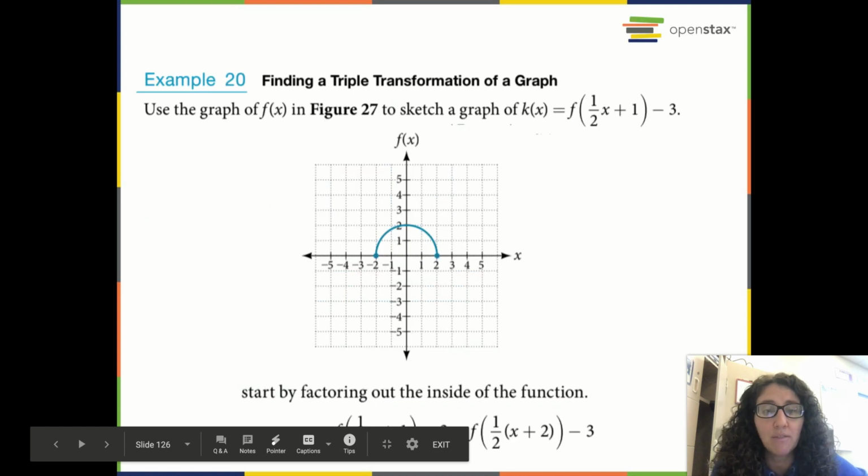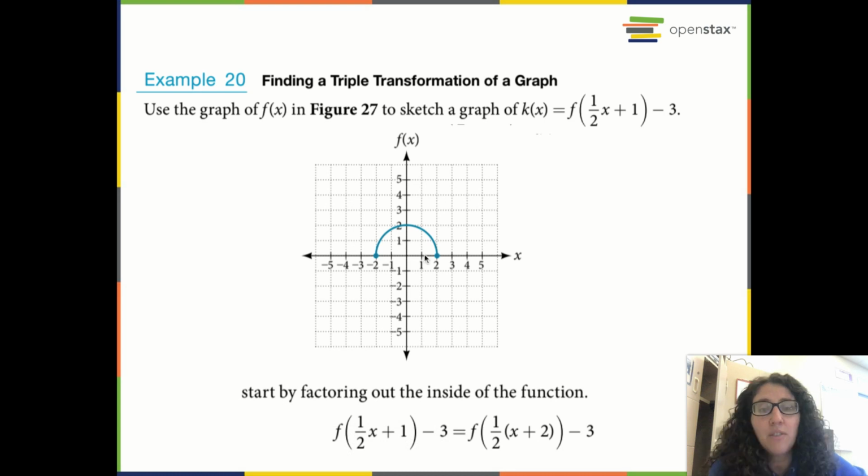What if we have a graph? Okay, we start with this graph of f of x, and we want to transform it to represent this new function k of x. All right, well, let's think. We have f of 1/2 x plus 1 minus 3. So it looks like we're going to have a horizontal shift and a horizontal something, compression or stretch, but we can't quite tell what they're going to be yet. And then we'll have a vertical shift by negative 3.